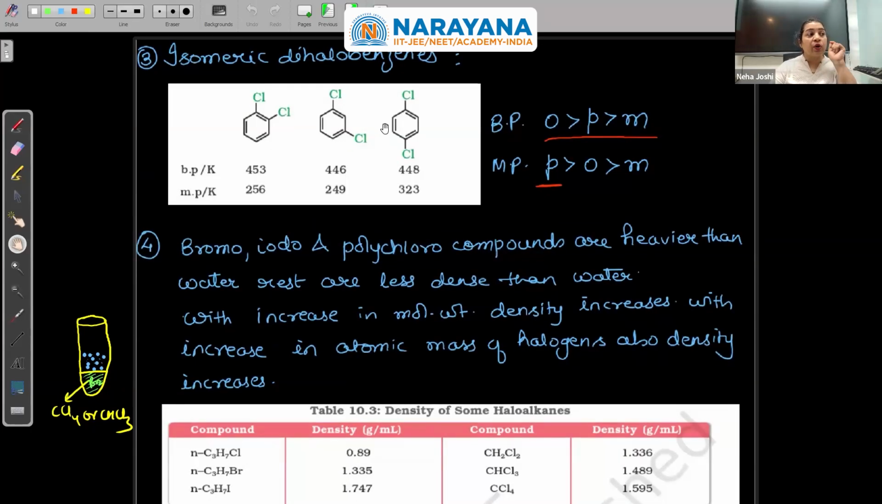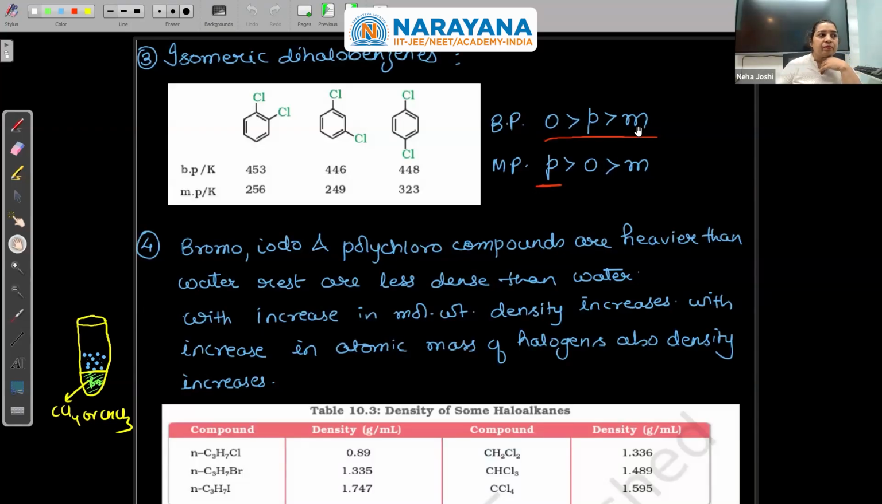Coming to isomeric dihalobenzene. Now here also there is a problem. If you want to predict directly their boiling point, it is not so. See, boiling point order is ortho is maximum, 453. Then comes the para, 448. Yes, meta and para have negligible difference. But if order is asked, then order is asked. Can't help. Ortho, then para, then meta.